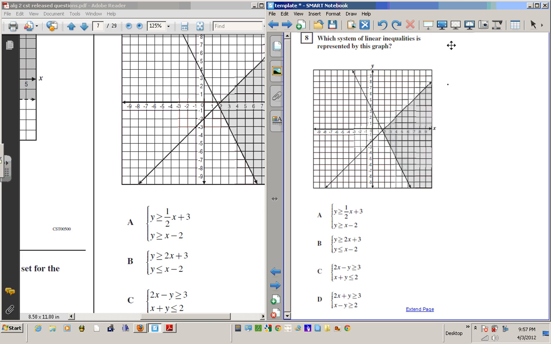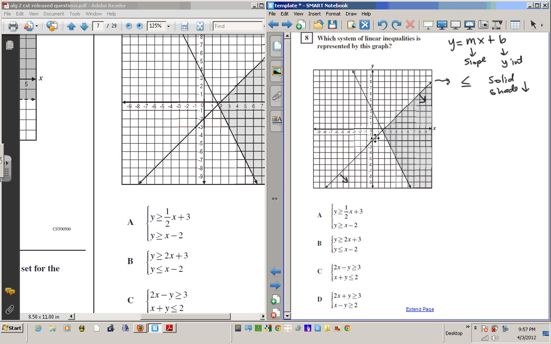This line, we're going to use y equals mx plus b. Remember, m is a slope, and b is a y-intercept, right? Okay, so this is a solid line, and the shading is down. Solid shade down basically means this inequality is going to be less than or equal to, because you're shading below this line.